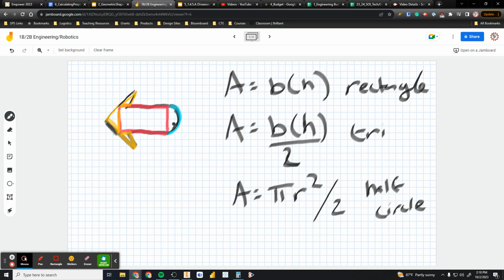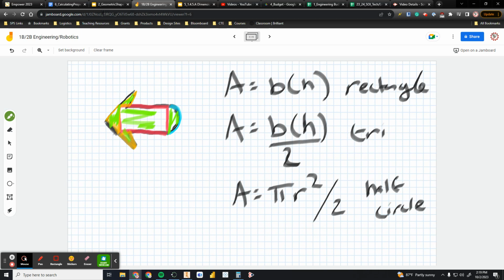Okay. Then you will add up the area for each one of these. So you'll find the area for each one, add them up. So you'll get the area for this, the area for this, get the area for all this, and you'll add that up to get your final area.